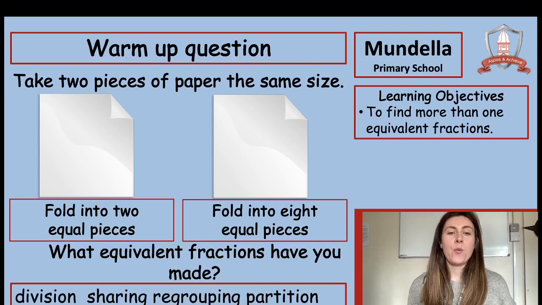Once you've done that, I want you to tell me what equivalent fractions have you made. With the piece of paper folded into 2 equal parts, what is that called? Tell me. Well done, it's half. Now, the piece of paper that you folded into 8 equal pieces has got 8 parts. But the equivalent fraction, well done if you've got it, is 4/8. Well done.